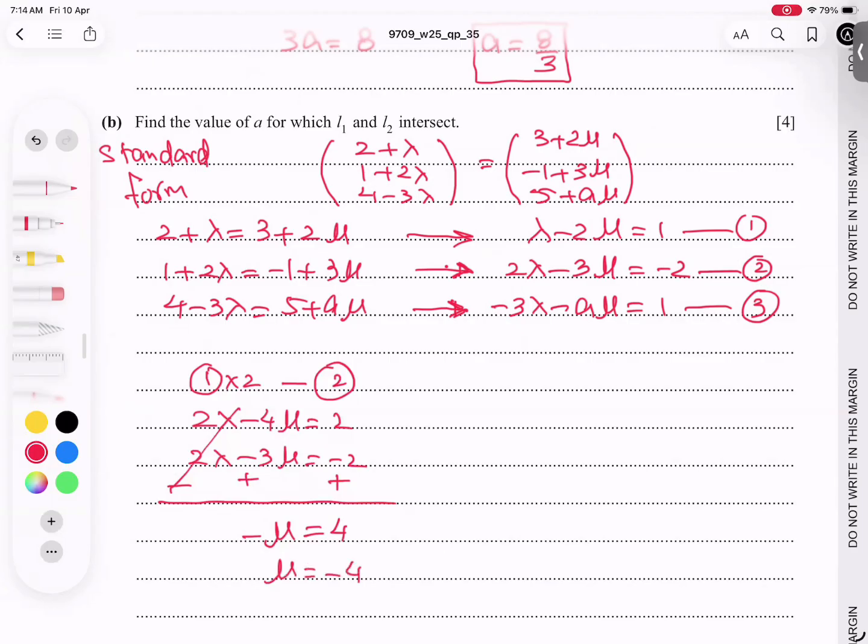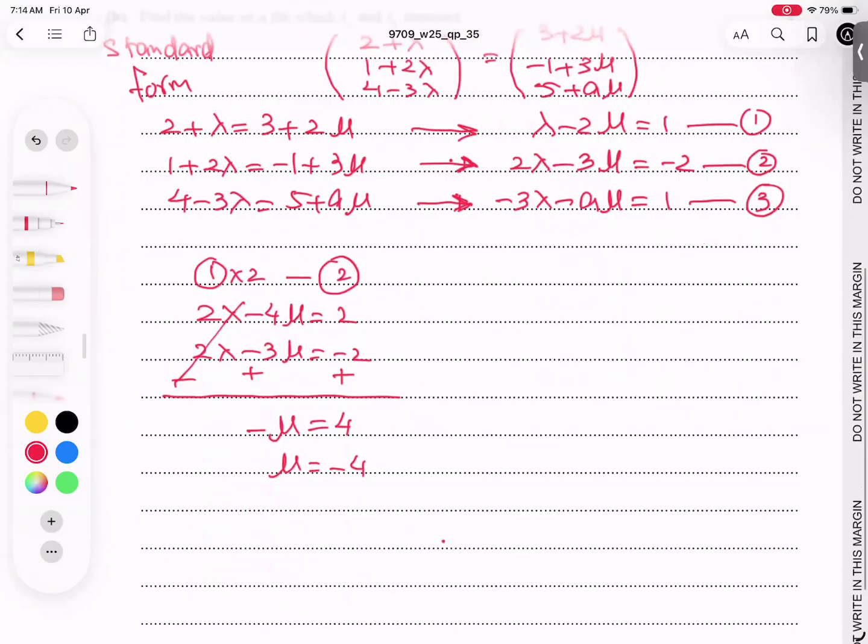This is done. Now, students, I'm going to plug this value into any one equation, the top one. So lambda minus 2 into -4 is equal to 1, and lambda turns out to be -7. Now, student, what I'm going to do is plug into the third one. So put in the third.